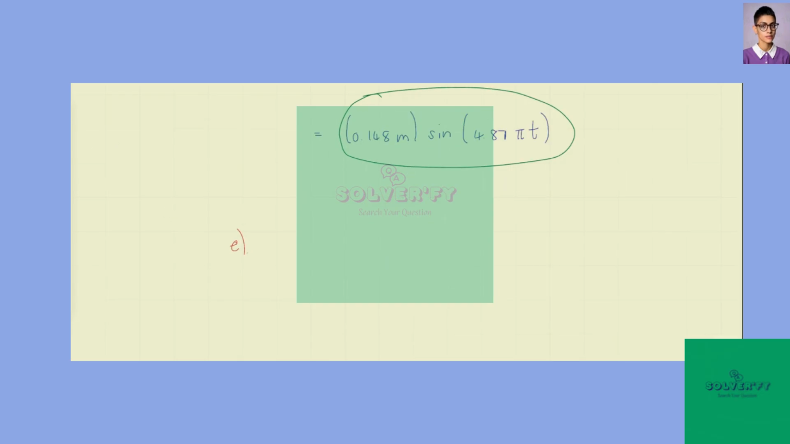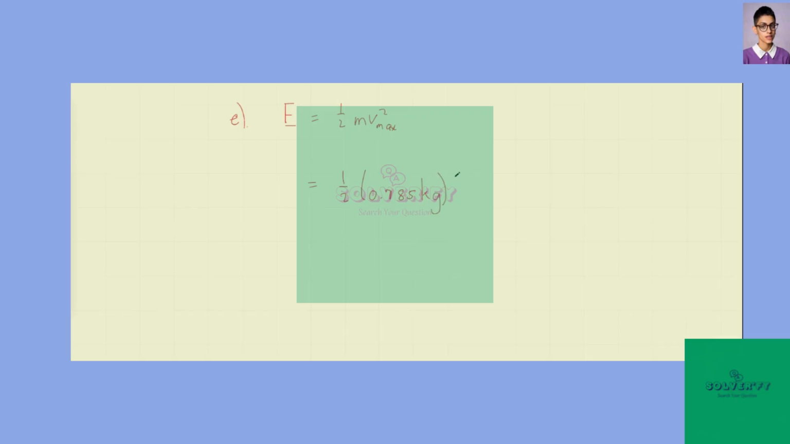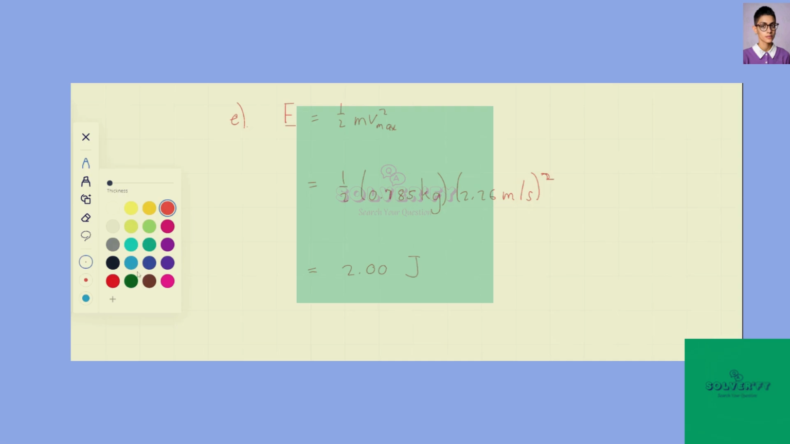Now we want to find, in part E, the total energy. The maximum energy is the kinetic energy the object has when it passes through the equilibrium position. So this energy is a half m v max squared. Since we have the mass and the velocity, we can calculate this energy. That's a half times the mass, 0.785 kg, times the maximum speed, 2.26 meters per second, squared. This gives us the maximum energy of the mass to be 2 joules.